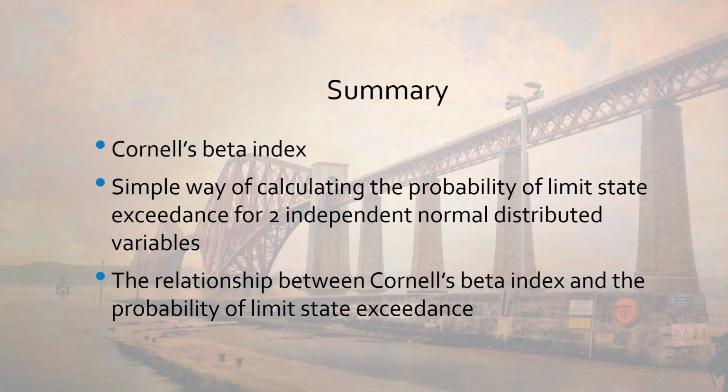In summary, we have shown the definition of the Cornell's beta index, which is a simple way of calculating the probability of limit state exceedance for two independent normally distributed variables. The relationship between Cornell's beta index and the probability of limit state exceedance has been established.